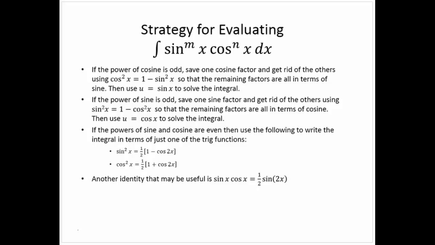Now, if the powers of both sine and cosine are even, then we have to use a different technique. We use the following identities to get this in terms of just the cosine function. So if everything's even, we use the fact that sine squared x can be written as 1/2 of 1 minus cosine 2x, and cosine squared x is the same as 1/2 of 1 plus cosine 2x. Sometimes we also might need to use the identity that sine x cosine x is equal to 1/2 sine 2x. So they don't always fall into a nice pattern, but we can often use these ideas to get us through.